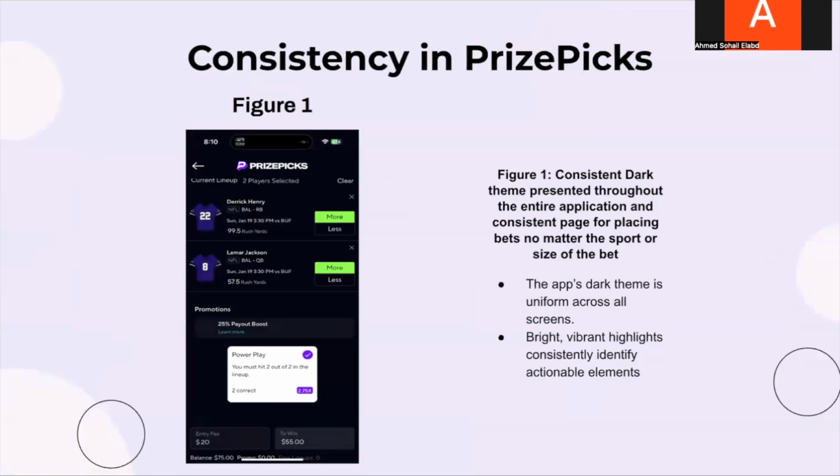By maintaining predictable and consistent design patterns across its interface, PrizePicks ensures that users can confidently navigate and interact with the app. The app's consistent dark themed interface is present throughout the app and consistently highlights interactive elements of the software such as player selection, submit buttons, and payout calculations as shown in Figure 1.